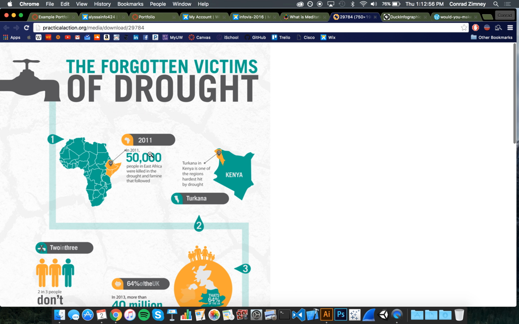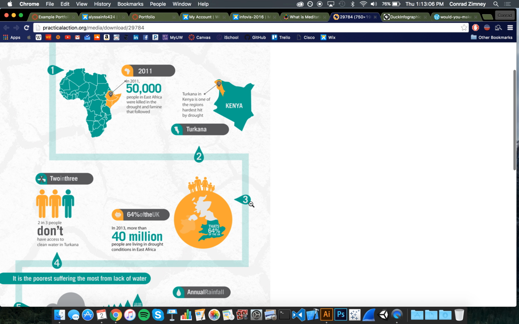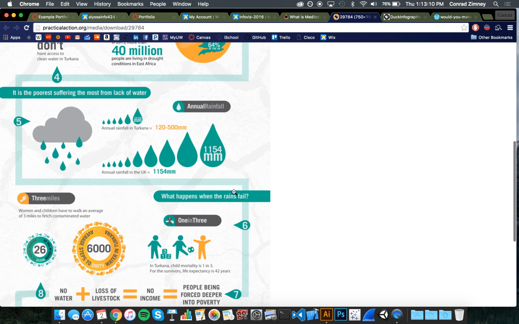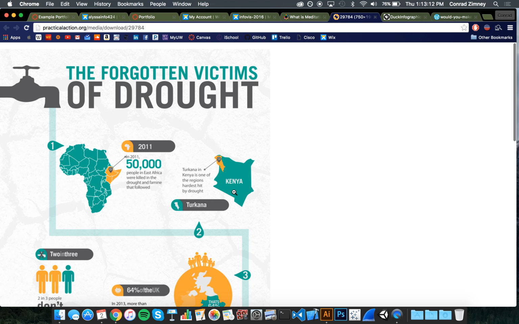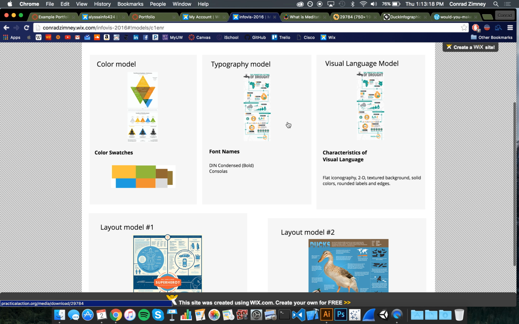And then in terms of visual language, this sort of labeling pattern I've used a lot in my infographic, and in this labeling as well with numbers. I'll talk about the different types of visual language that I use from this model later on once I'm actually demonstrating my infographic.